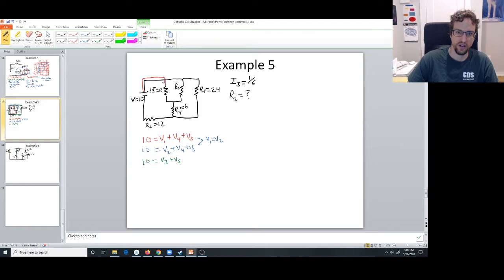It can go here, it can go here, or it can go here. So I battery can become I1, I2, or I3. So I battery equals I1 plus I2 plus I3.